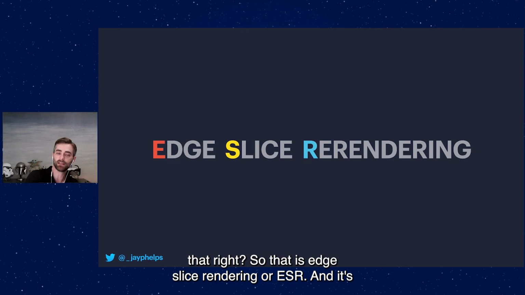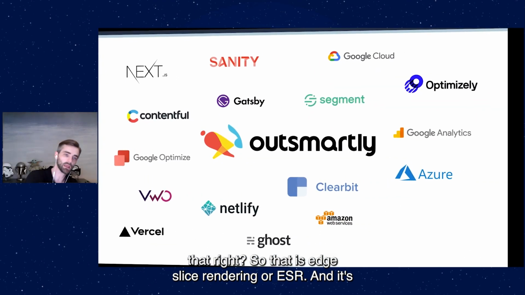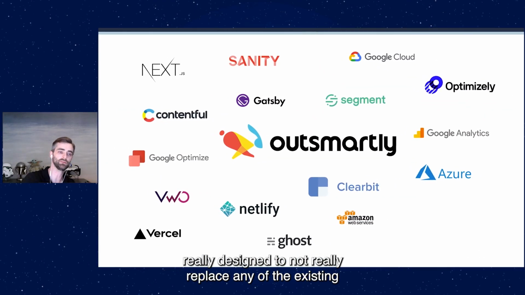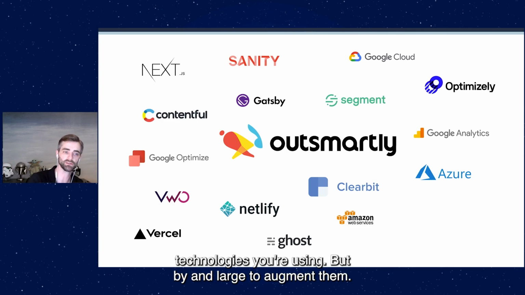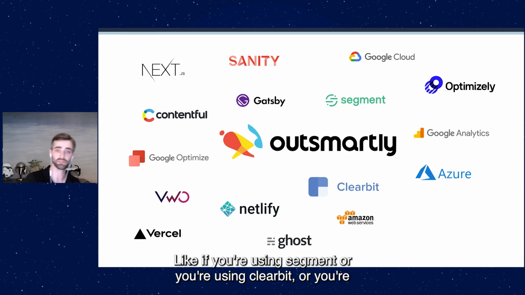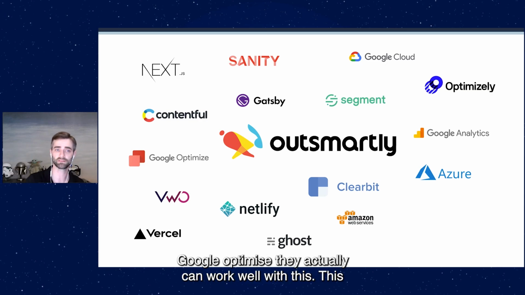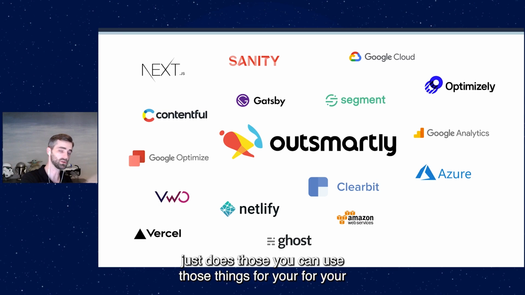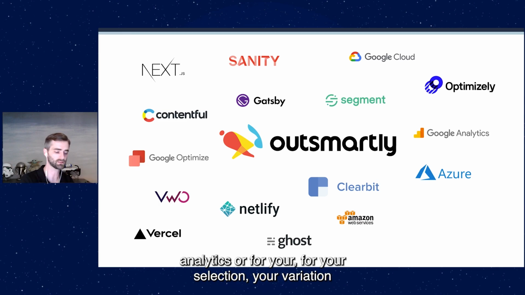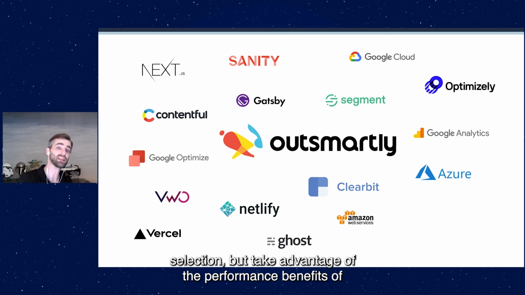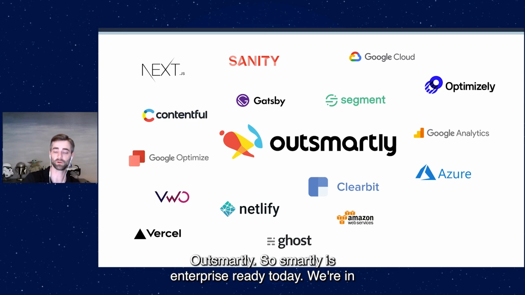So that is edge slice re-rendering, or ESR. It's really designed not to replace any of the existing technologies you're using, but by and large to augment them. If you're using Segment, or Clearbit, or Netlify, Vercel, even Optimizely or Google Optimize, they can actually work well with this. You can use those things for your analytics or your variation selection, but take advantage of the performance benefits of Outsmartly.